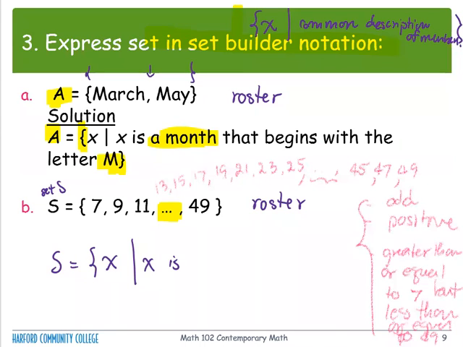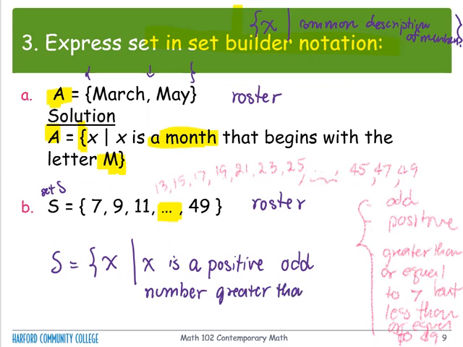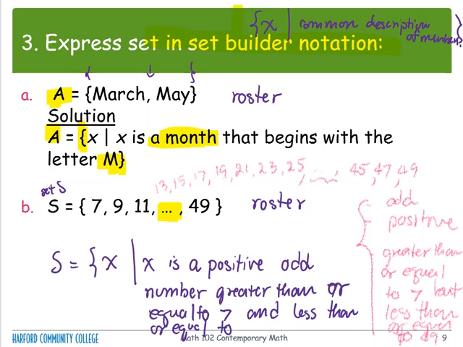Now we have the name, we have the set of X as a general member, such that X is, now I put the pieces together: X is a positive odd number greater than or equal to 7, and less than or equal to 49.